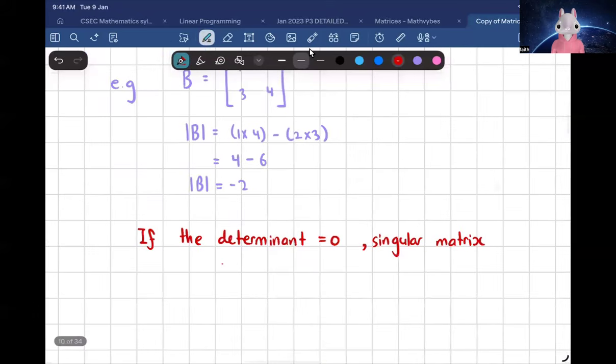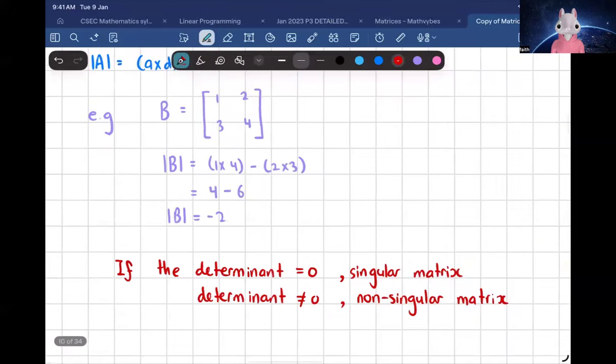Now, if the determinant is not equal to 0, then you say it's a non-singular matrix. So this matrix B here, would it be a singular matrix or a non-singular matrix? Non-singular. Right, does everybody agree that matrix B would be a non-singular matrix? Yes. Right, so this would be non-singular.